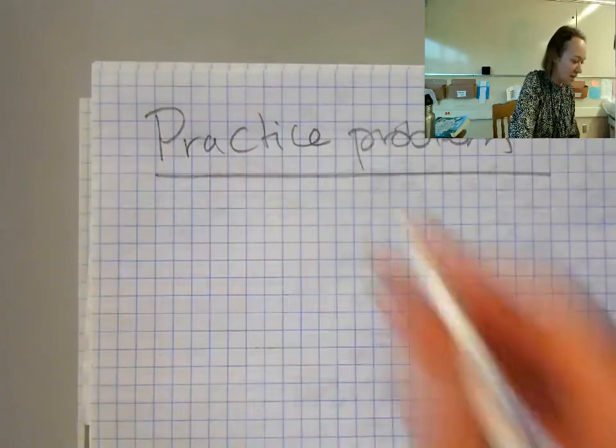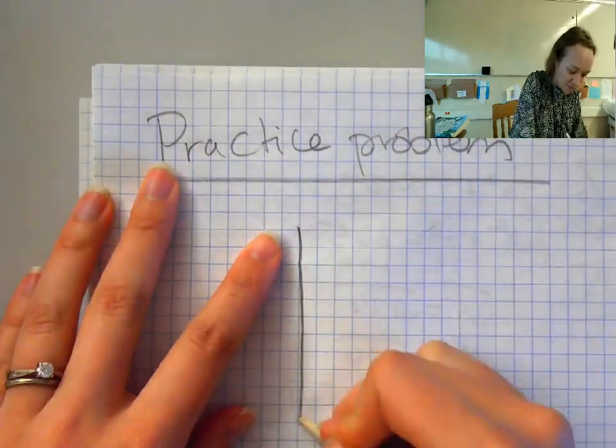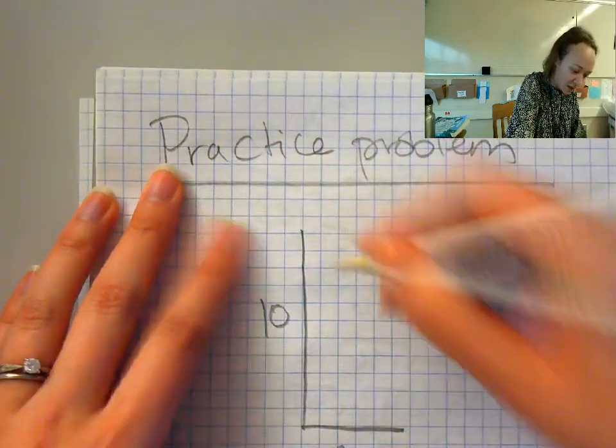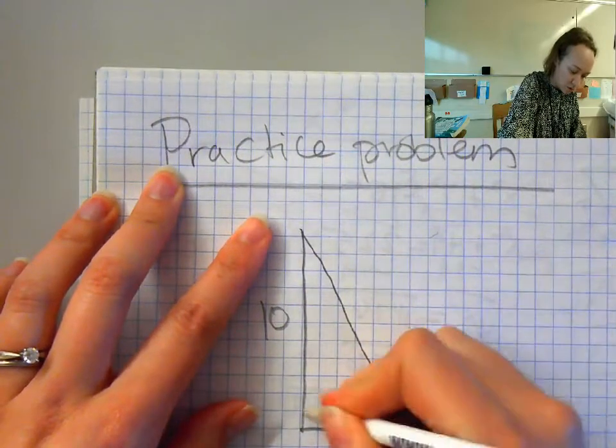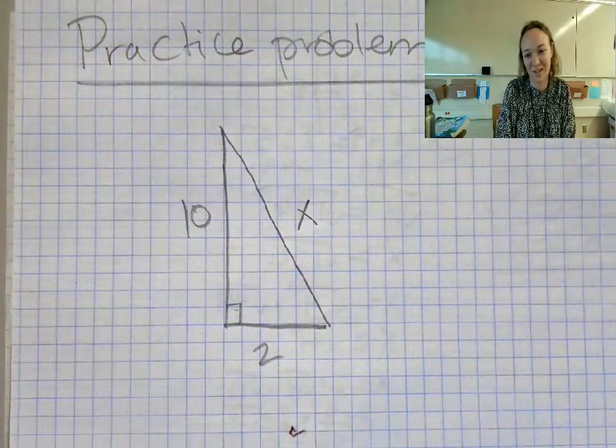All right, and for your practice problem, I want you to find the missing side length. If we have a 10 by 2 right triangle, be sure to simplify your answer if possible.